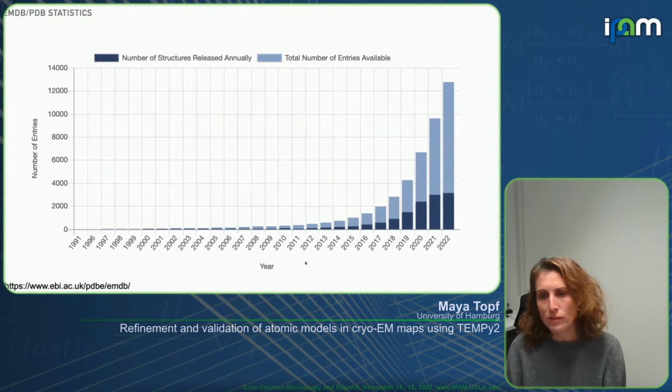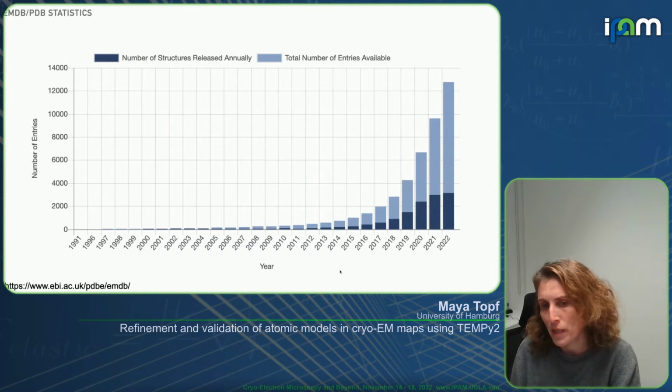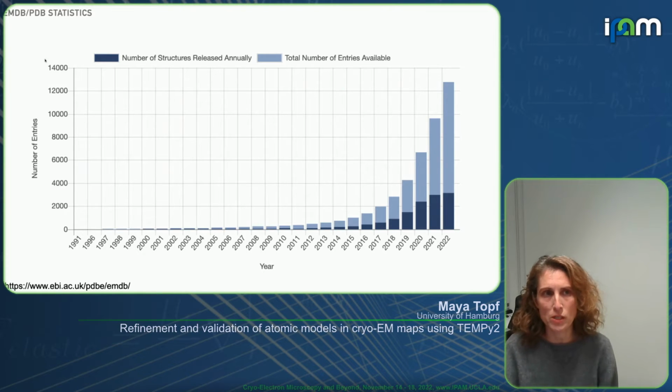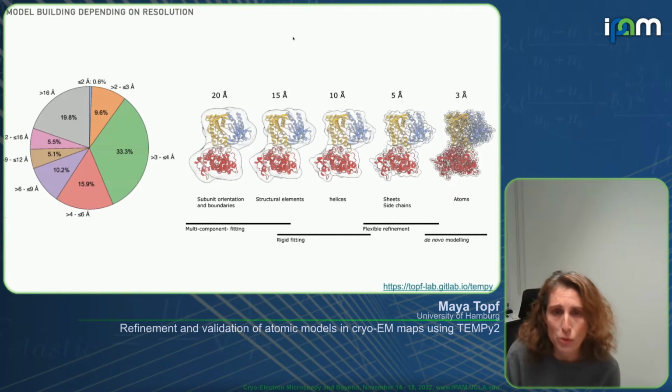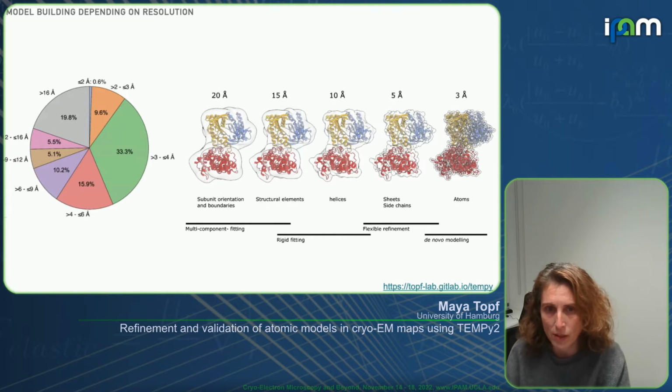And as a result of that, we started seeing more and more atomic models deposited together with the cryo-EM maps. And of course, there is an exponential increase, and it's still growing. We see more and more deposition of atomic models corresponding to cryo-EM maps. So the atomic models are in the PDB, and they correspond to maps in the Electron Microscopy Data Bank.